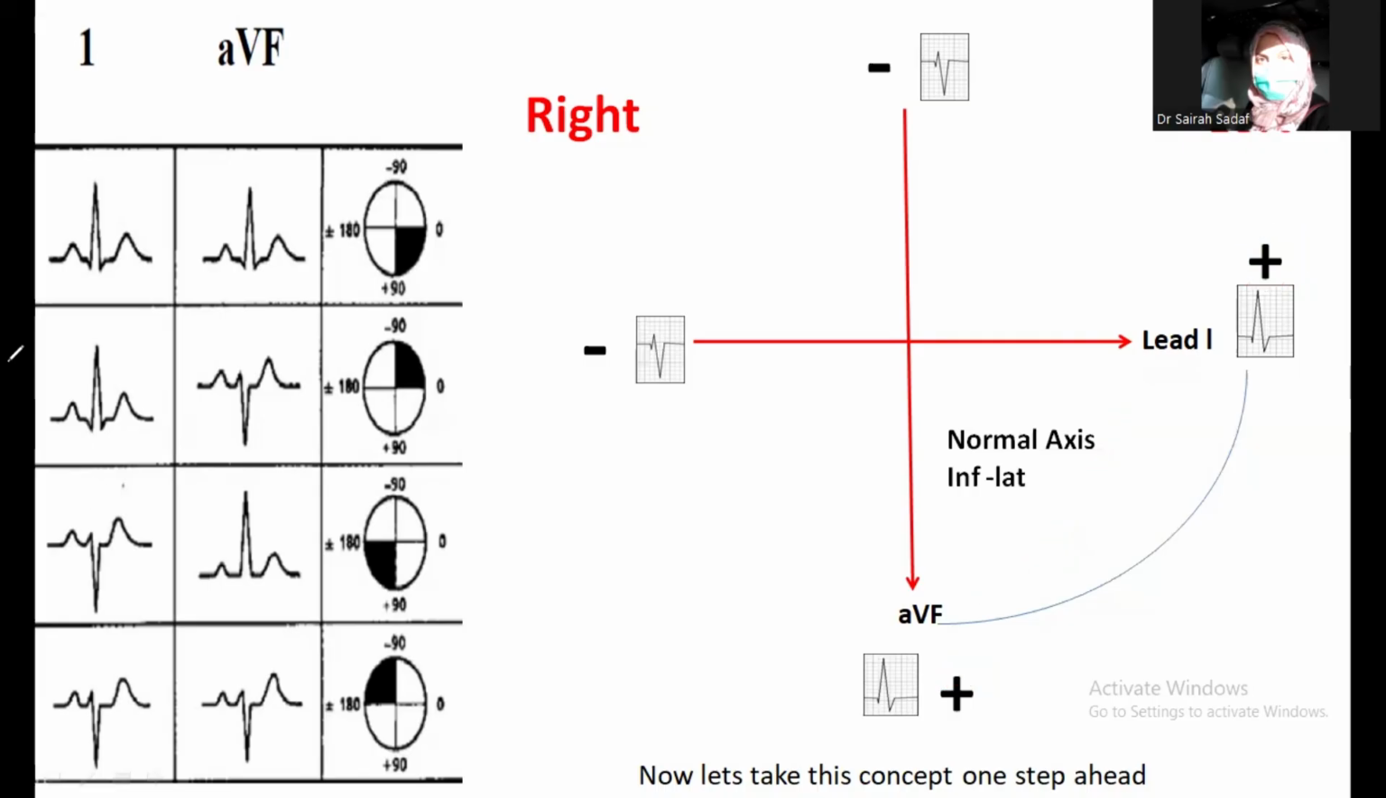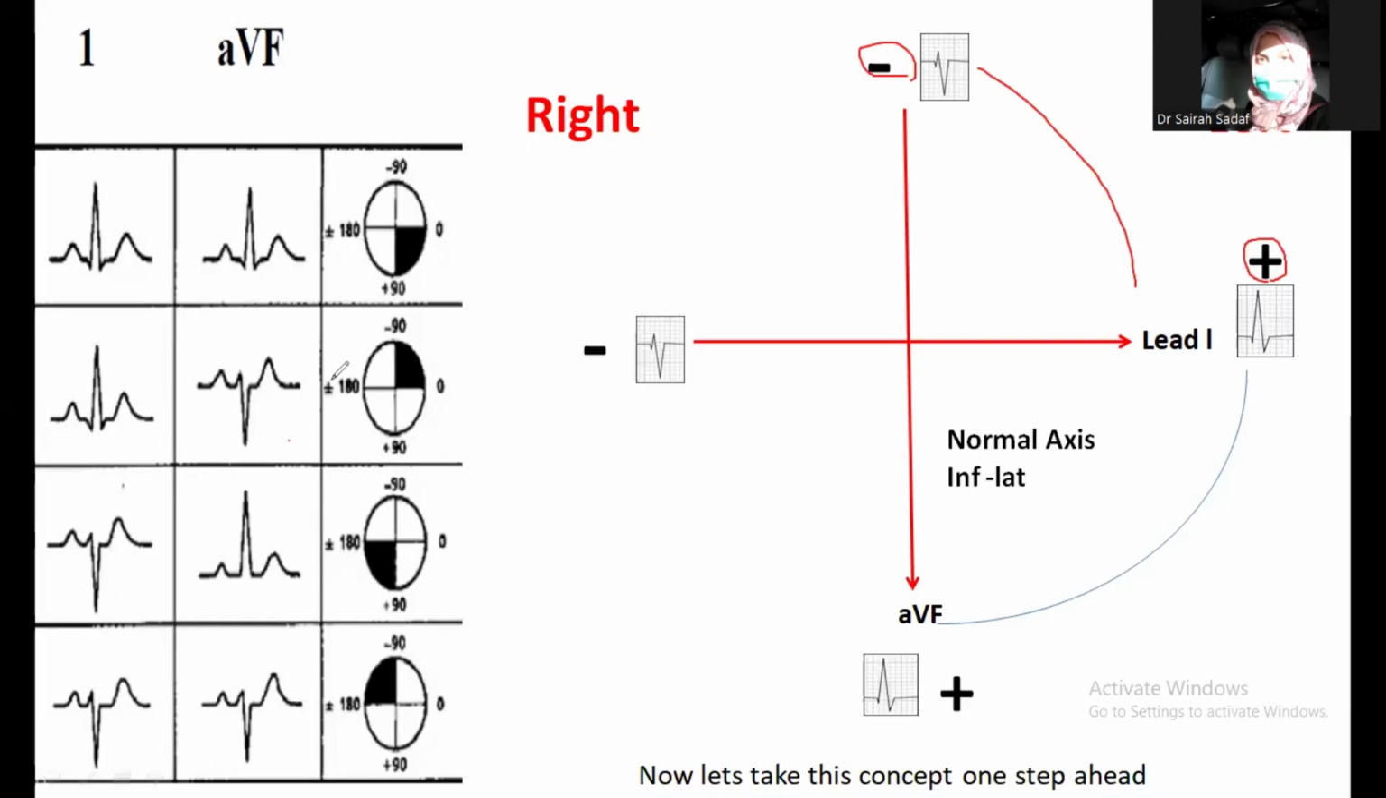Now, coming to the other slide. In this slide, as you can see, lead 1 is positive, so I will mark it here. And AVF is negative, so I will mark it here. So it will come over here. It will cover this quadrant. This is the left side of the heart, the left side of the quadrant. We call it left axis deviation.